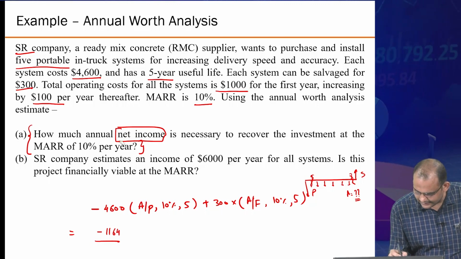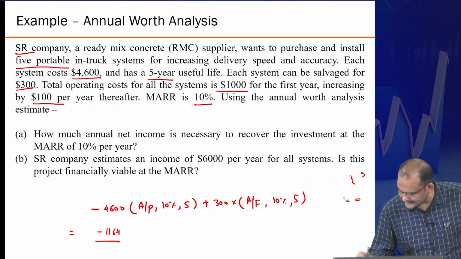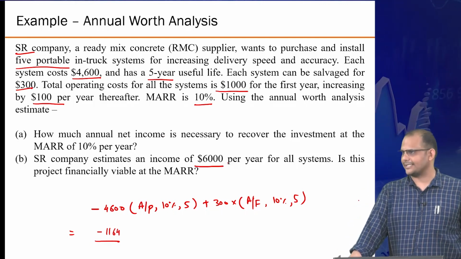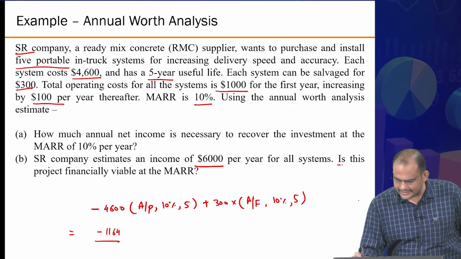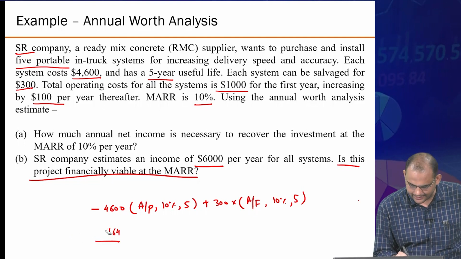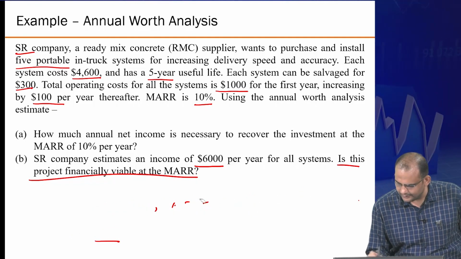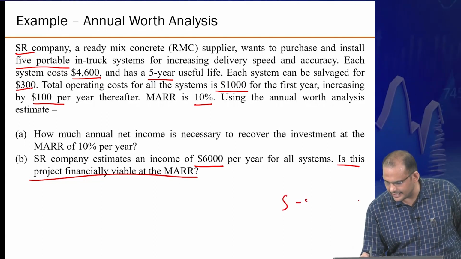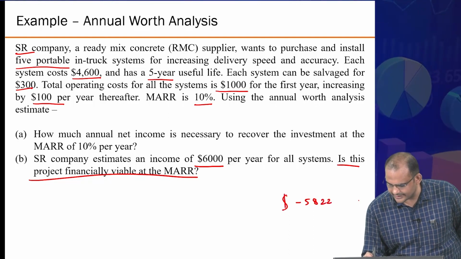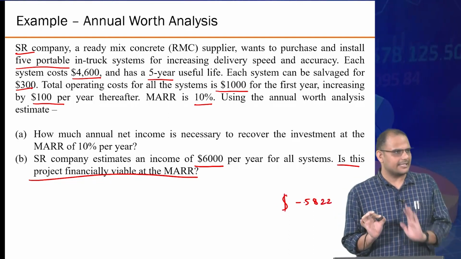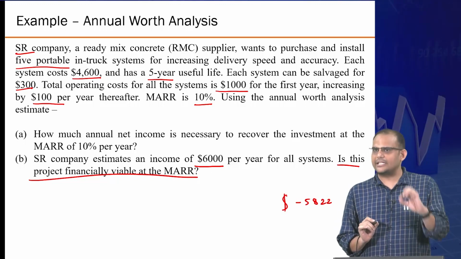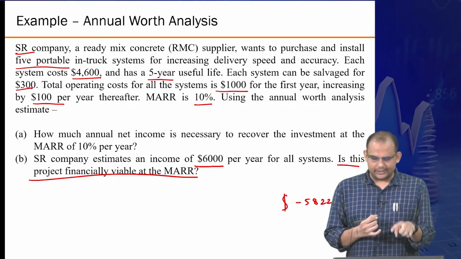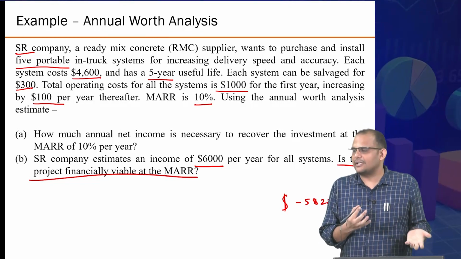Now let's read the second question. Now this SR company estimates an income of $6,000 per year for all the systems. Is this project financially viable at MARR is your question. So in the previous, the net income that is needed is 5822. That is the net income at least necessary. Now I have given you information that this system is generating $6,000 per year, the whole 5 trucks together. Does this business make profit, actually generate profit or no?